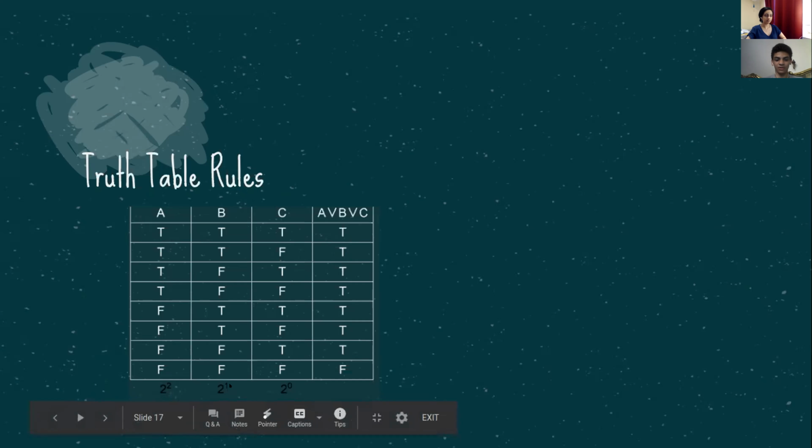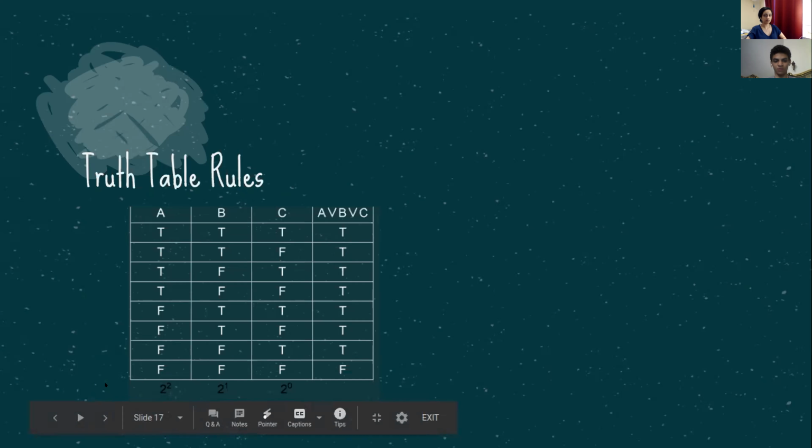The second variable is 2 power 1. So it switches every 2 times. So true and then true again, and then false, false again, and then true, true again, and then false, false again, and then 2 power 2, etc. So you just keep adding a power of 2. So if you have one more variable, you have 2 power 3.